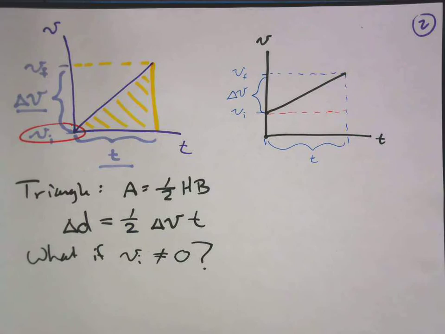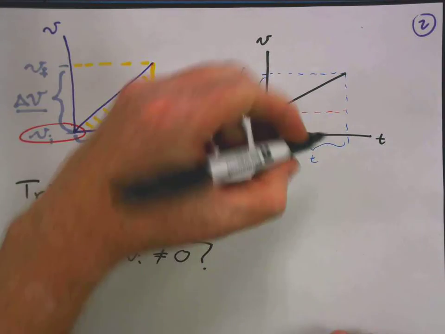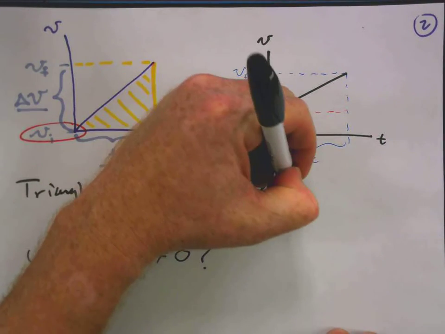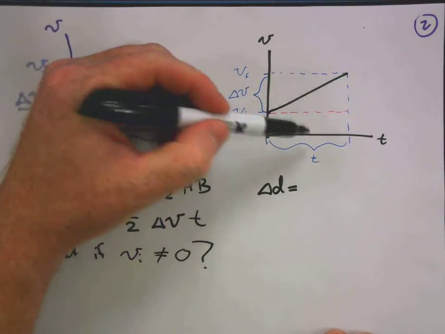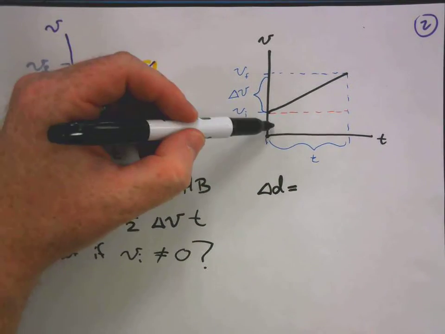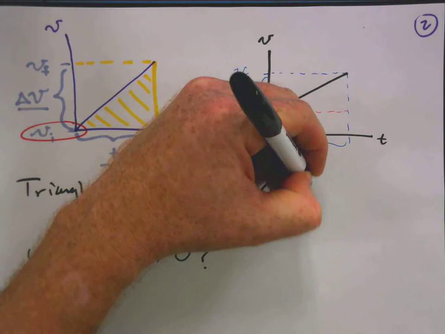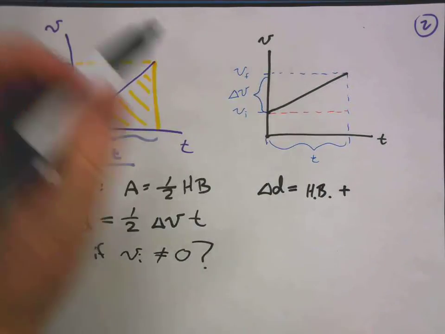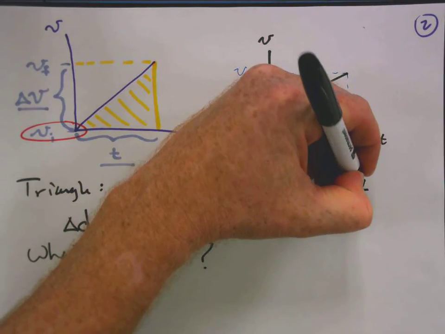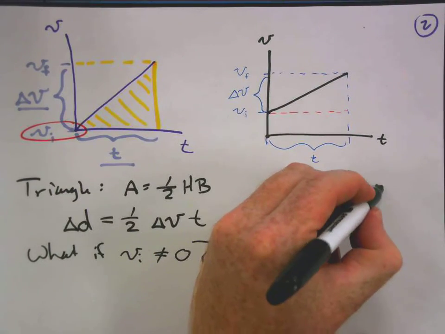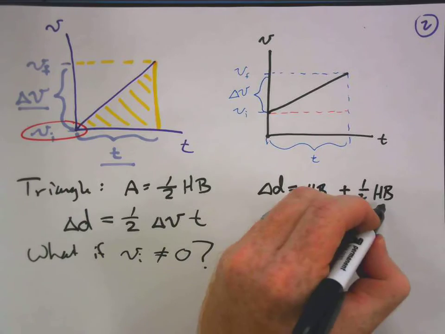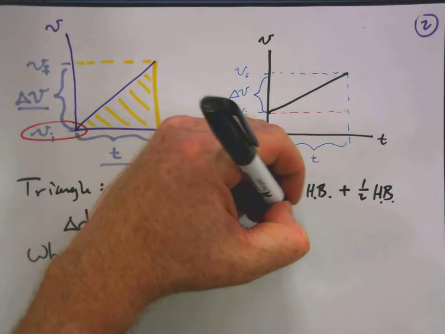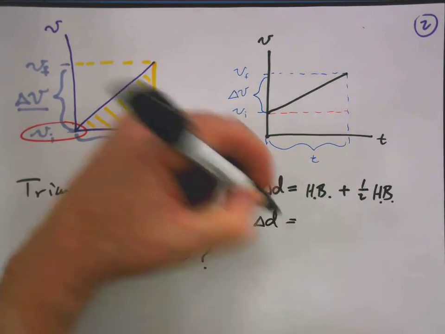We're going to look at the area as being, well, you know, area is the displacement. But we need the area of two shapes. We have the area of a rectangle, which is height times base. And we're going to add the area of a triangle, which is 1/2 height times base. And that's going to give us the displacement of this object.